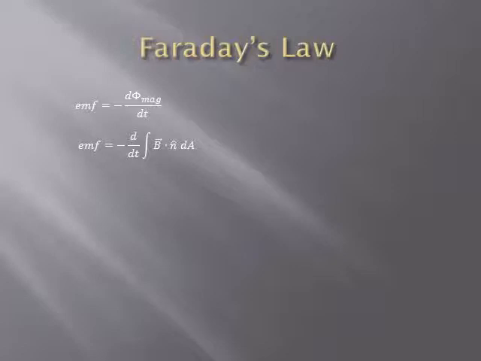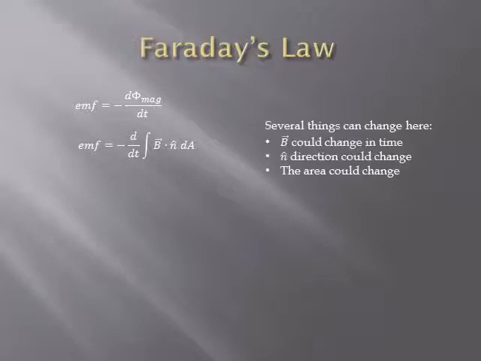Well, we've talked about EMF before. We need to talk about how the magnetic flux can change over time. So several things can change. The strength and direction of the B field could change in time. The normal to the area can be changing in time also. And even the area could change in time.